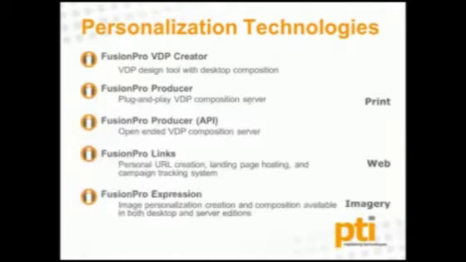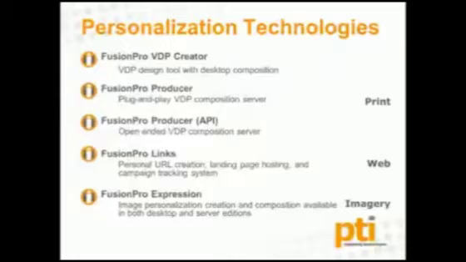The FusionPro Producer is a plug-and-play variable data composition server. This allows you to, in essence, do the same thing as FusionPro VDP Creator, but initiate it on a server in-house, basically giving you more plug-and-play accessibility and more power with your composition time. FusionPro Producer API is an application programming interface. This allows you open-ended VDP composition with a server. It basically allows you to connect to our servers, but allow that API to programmatically program around the interface that you're trying to do. If you're trying to create automation or your own skin for your own environment for variable data.